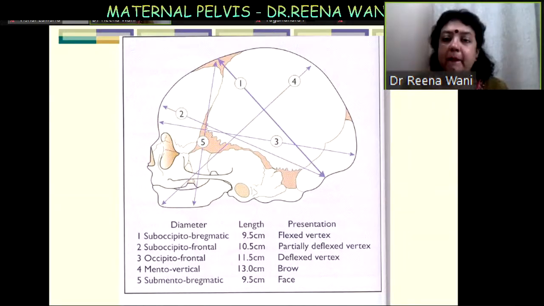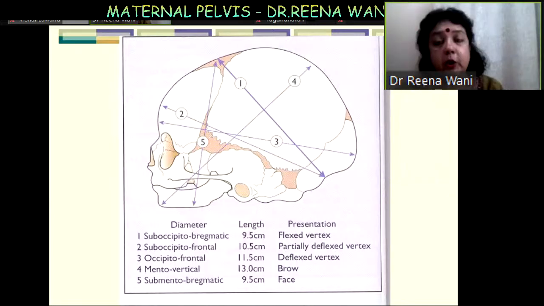Suboccipitofrontal is where the head is partially deflexed, and occipitofrontal is classically described in occipitoposterior position with a deflexed vertex, where, as you can understand, the diameter is more, the occiput may remain posteriorly unless it flexes completely or extends completely to become face, and hence normal labor can be a problem. Mentovertical, particularly brow, that is where actually the extension to face is more important, because if it remains a persistent brow, 13 centimeters, or some books describe 13.5 centimeters, cannot possibly deliver vaginally.